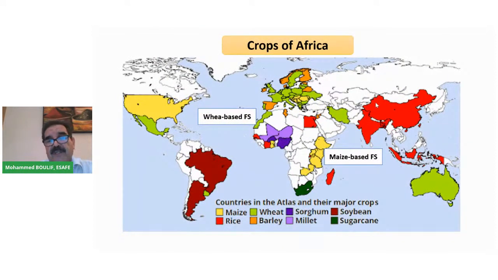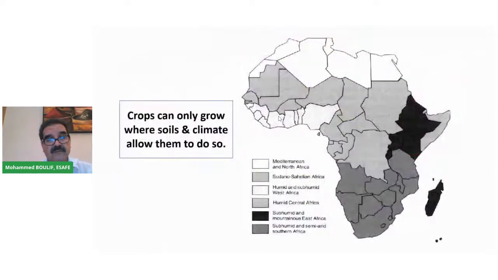And here's a map that depicts schematically the different food systems. Again, the wheat-based food system in North Africa, not only in Morocco, Algeria, Tunisia, and we have the maize-based food system over here in East Africa. Of course, you have other wheat systems, the rice-based food system in Asia. There is some of it in Africa. The barley is also important. It's also an important crop in North Africa. And the crops, of course, are determined by the nature of soils and climate of every region.